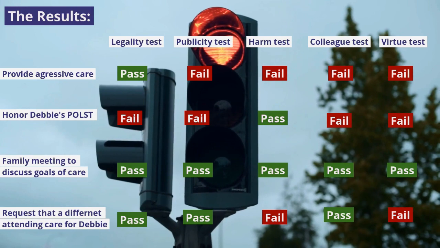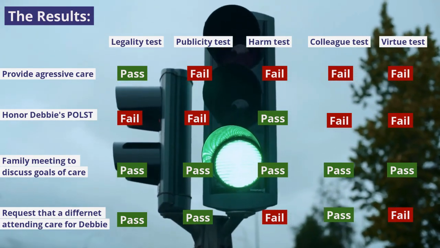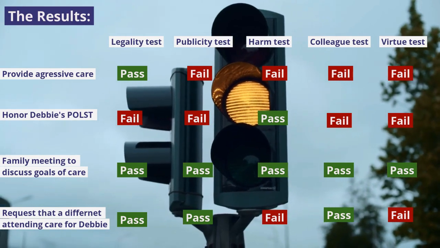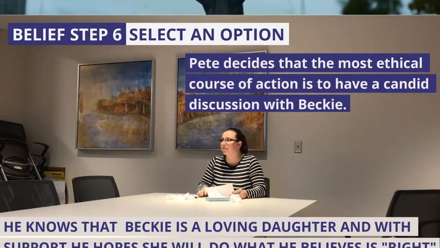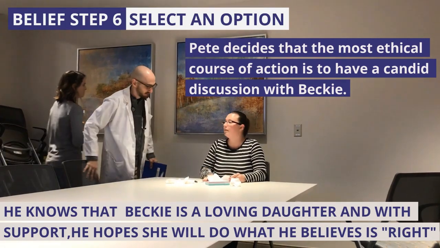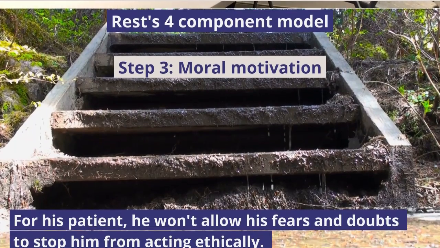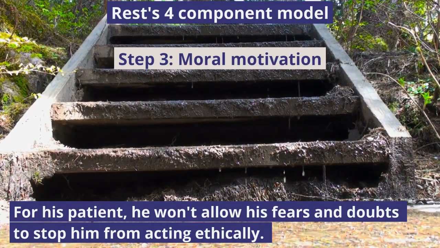Further, Pete has cared for Debbie for the past 10 years and is best suited to care for her. This option would demonstrate an overall lack of compassion, integrity, and courage. Based on the previous tests, the choice seems clear. Pete will have an empathetic and candid discussion with Becky to express his concerns and determine goals of care. After determining the best course of action, Pete must be motivated to follow through with his choices.